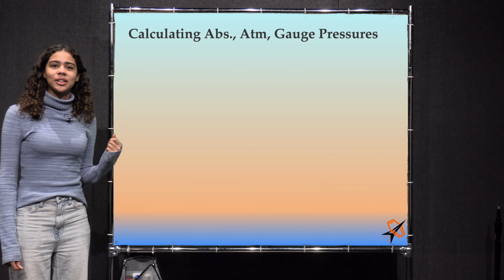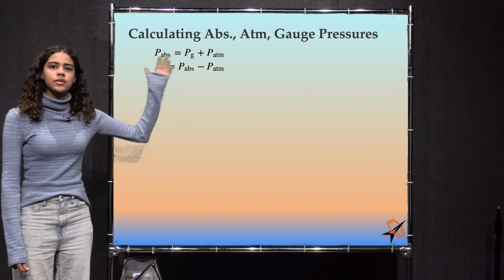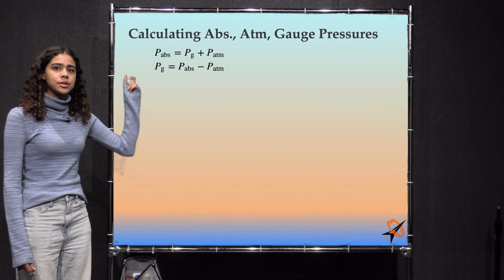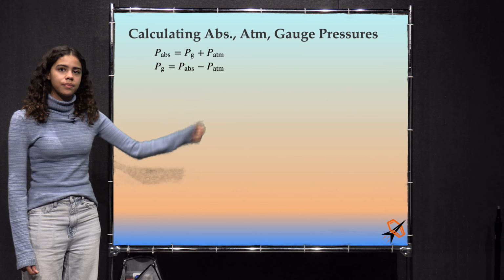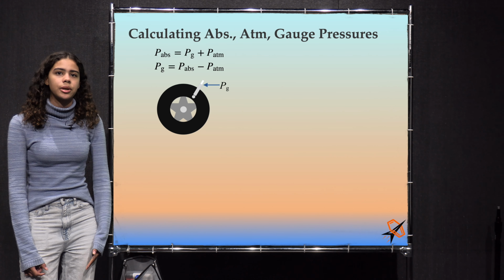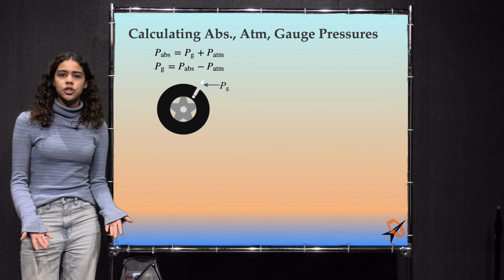The relationship among the three is that the absolute pressure is the sum of the gauge and atmospheric pressure. Conversely, the gauge pressure is the difference between the absolute pressure and the atmospheric pressure. For example, if you measure the pressure in a tire, you are measuring the pressure relative to the local atmospheric pressure, so it's the gauge pressure.